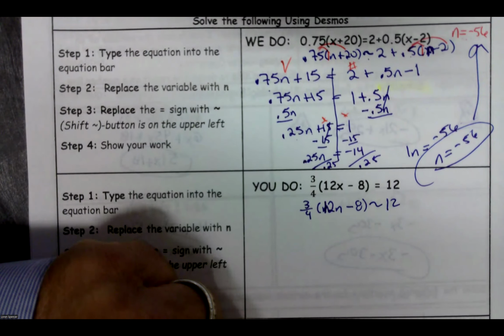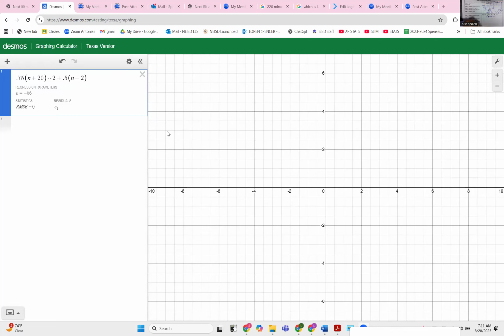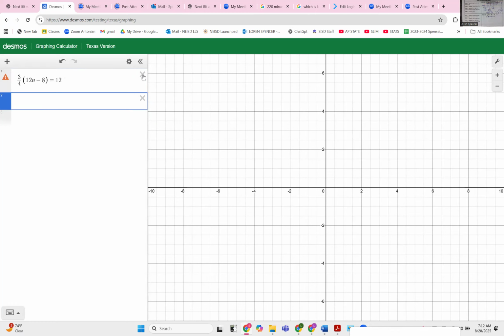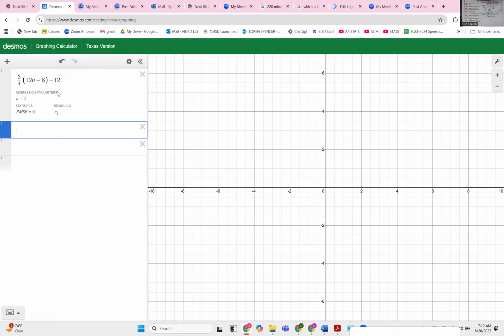All right, switching back over to Desmos. And we just go 3/4 parenthesis, backspace, arrow, parenthesis, 12n minus 8, close the parenthesis, equals 12. Now, I have a problem. I put an equal sign. Can't have that. It has to be a squiggle. Okay, when I change it to the squiggle, I got an answer. It tells me n equals 2.